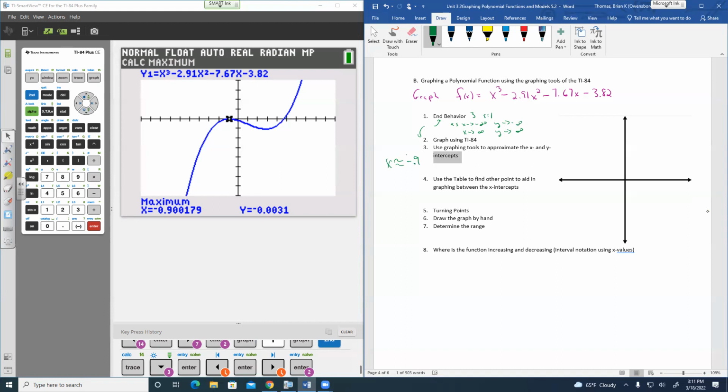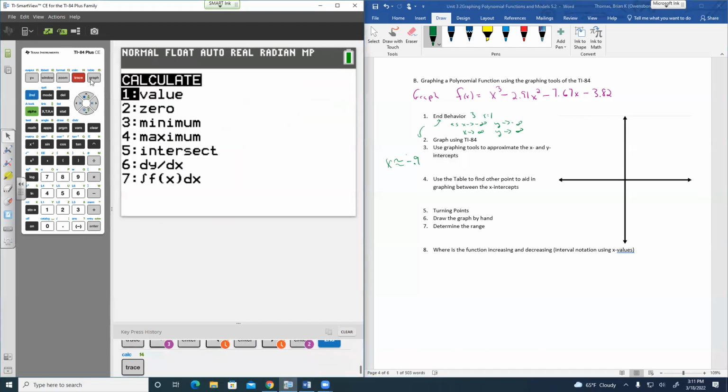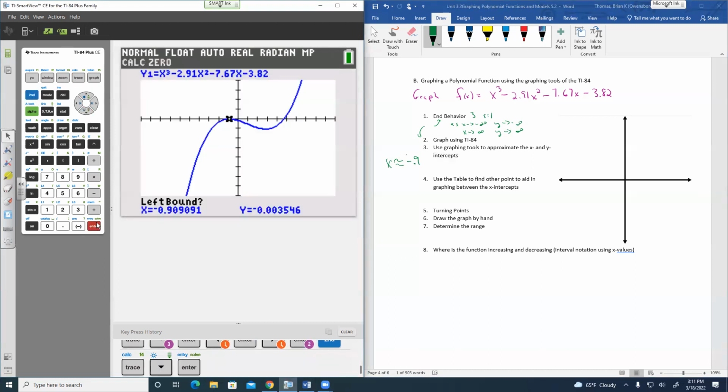And if I go over here to this other x-intercept, since it does have a sign change, I can use the zero tool to do that. So if I hit second, calculate, number 2, we'll find a zero, because that's not really a maximum or a minimum. Come over here, and I have to set a left bound first, so I have to be to the left of that x-intercept, hit enter. Then I have to have a right bound, so I have to go to the right of it. That looks pretty good. Hit enter again. And my other zero is about 4.7 if I'm rounding to the tenths place.